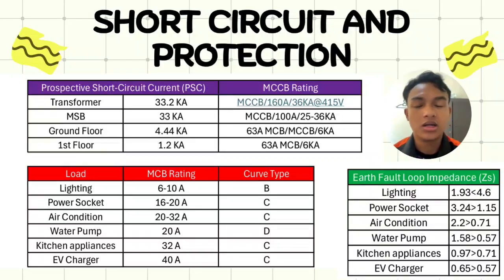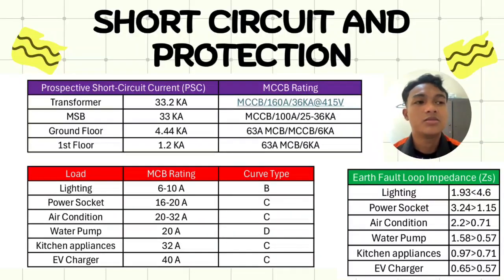But for the other loads, we are using an extra curve type. For example, the water pump: we're using type D because it has a high inrush current. And for the aircon, we're using type C because it has a high motor starting current.